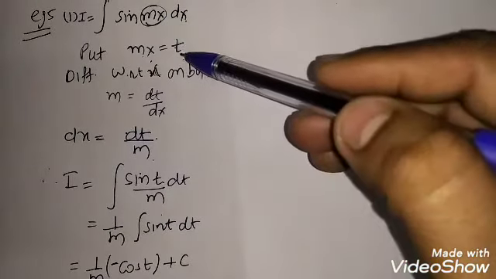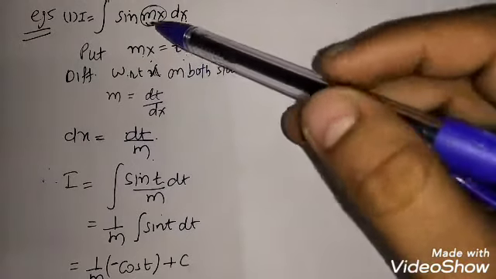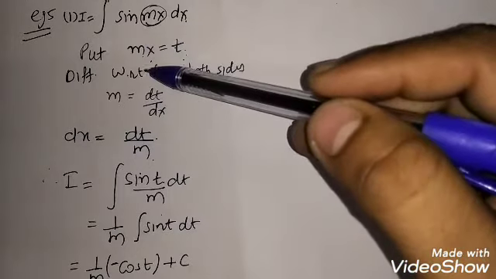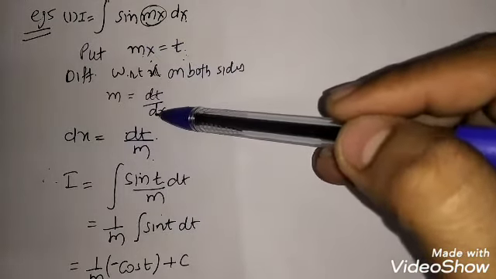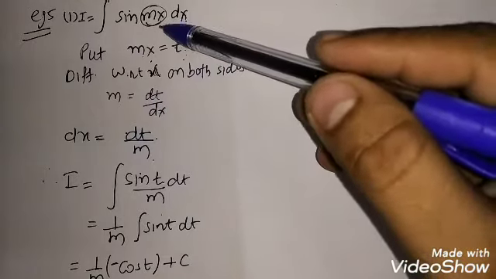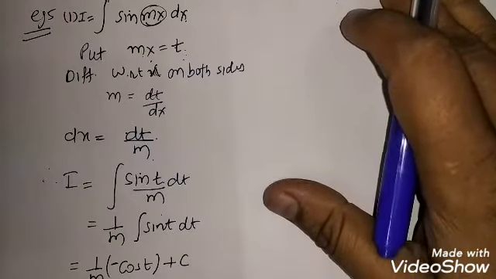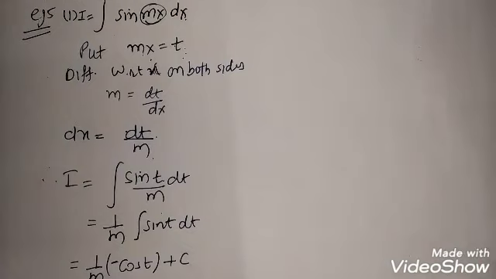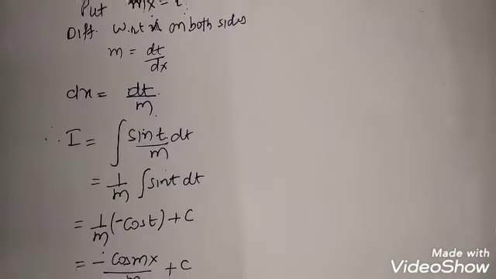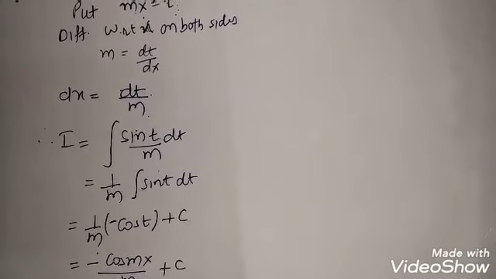I am just recapping the concept once again for indefinite integration. Put mx equal to t, substitution method. Differentiating with respect to x on both sides, m equal to dt upon dx. You are getting the value of dx to be dt upon m. Put the value of mx and dx in the given integral. I becomes this. Then integrate. Put the value of t again in the solution, and the value of t is mx. So the required answer is minus cos mx upon m plus c.